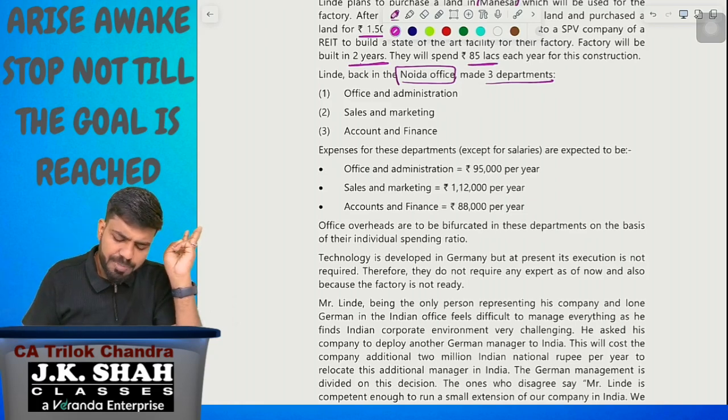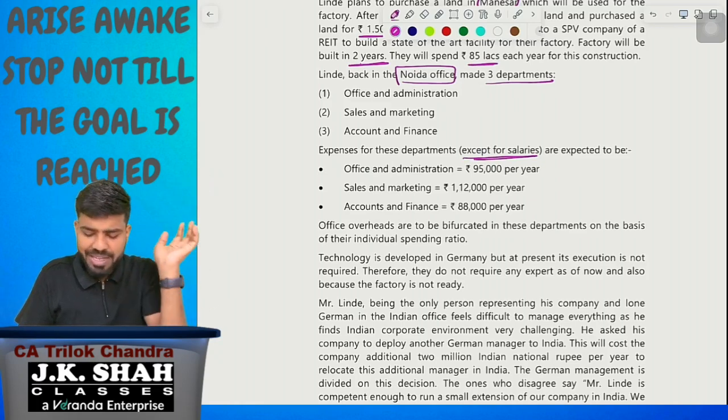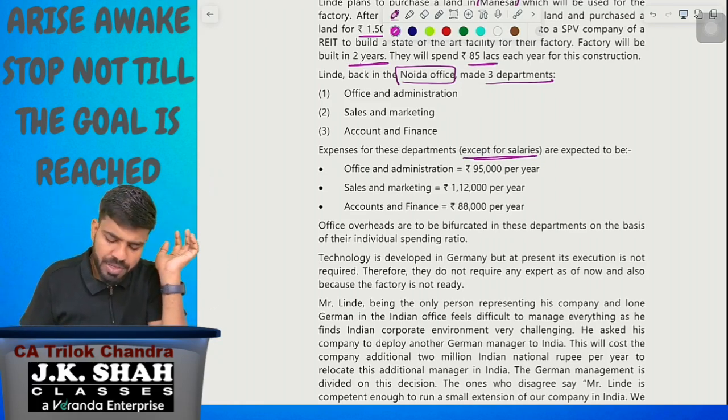Now, expenses for these departments except for salaries. Salary details are already given. Except for salaries, the expenses are expected to be: office and administration expenses 95,000 per year, sales and marketing 1,12,000 per year, accounts and finance 88,000 per year.